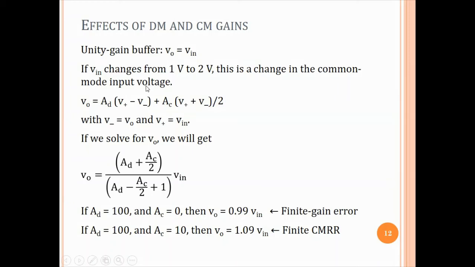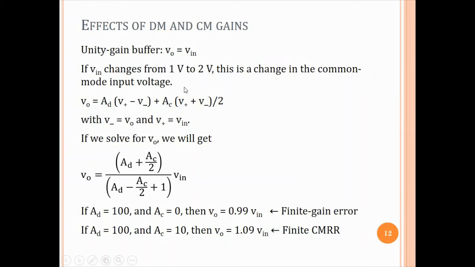So let us say the input voltage changes from 1 volt to 2 volt. All right, so when the input voltage changes, of course, what will happen is because of feedback, both the positive and negative input terminals of the op amp or the differential amplifier will change from 1 volt to 2 volts. So this is a change in the common mode input voltage because both the inputs have changed from 1 volt to 2 volt. So there will be a common mode gain applicable in this situation.